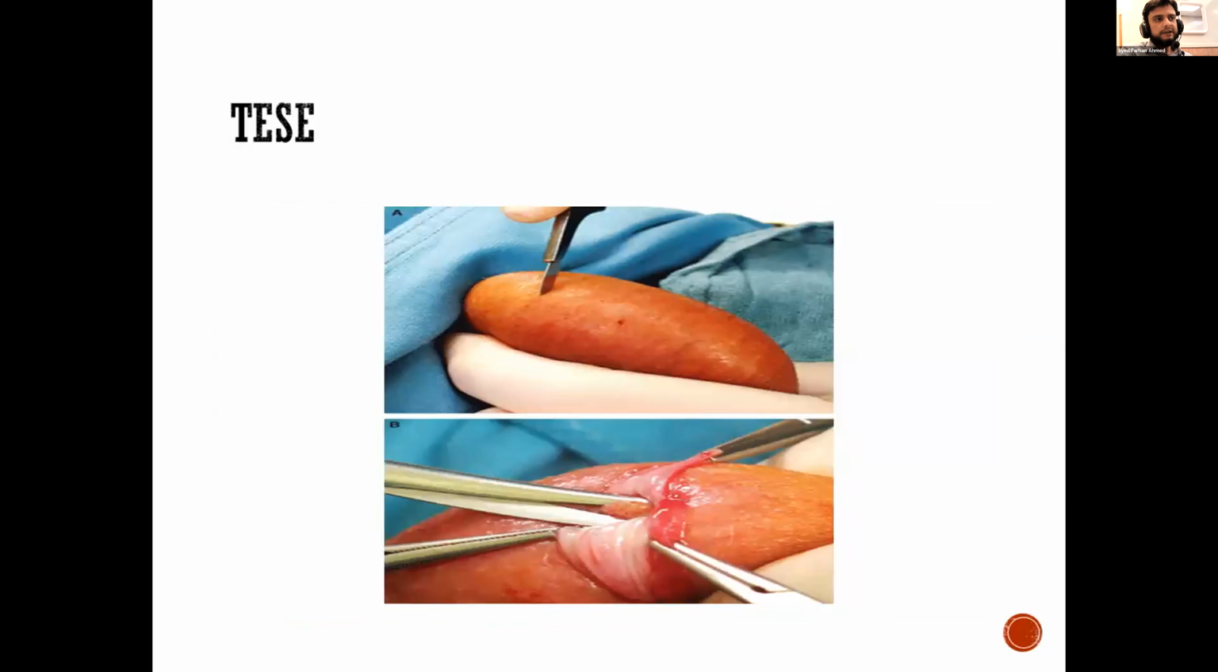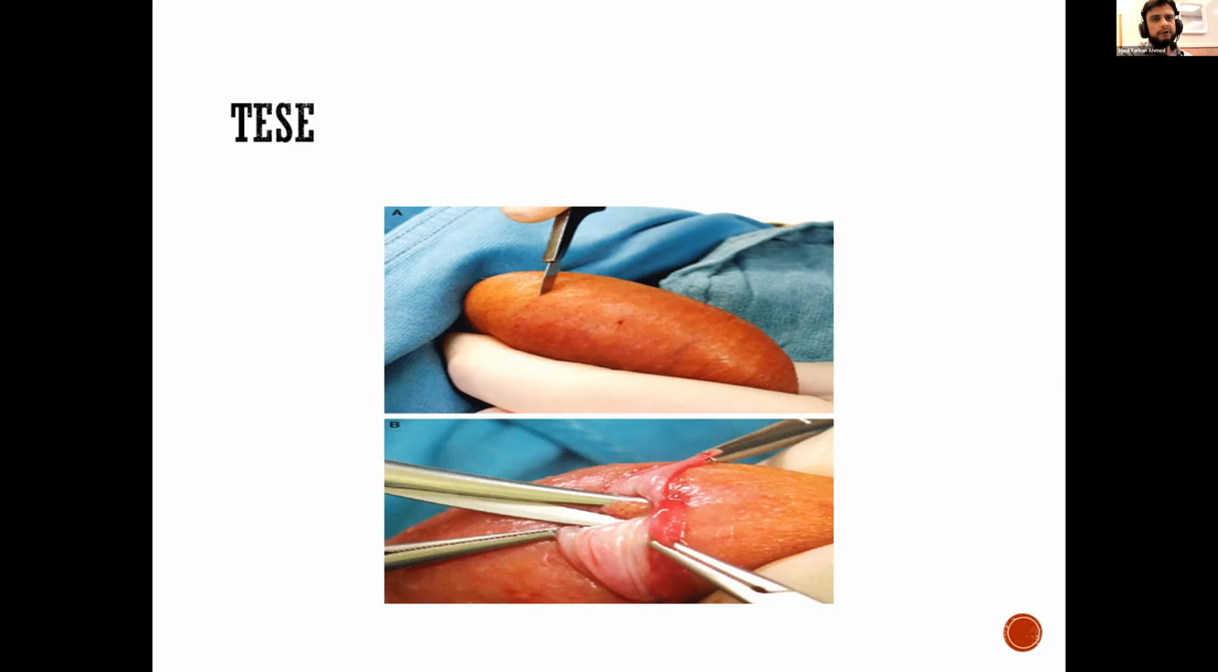The other option is testicular sperm extraction, which is an open technique in which we make a small incision at the level of the testicular skin, usually at the midline. When you open the skin, you find the tunica vaginalis. And when you open the tunica vaginalis, you will find the white tissue, the testicular tunica albuginea.